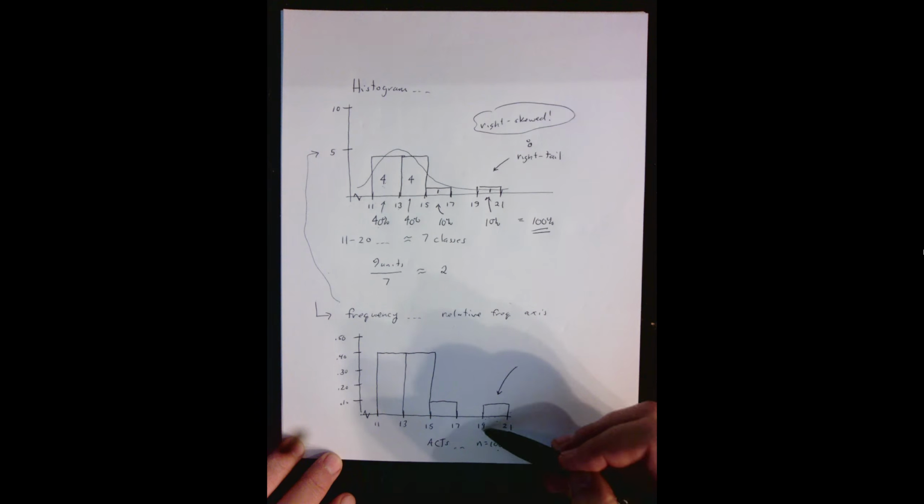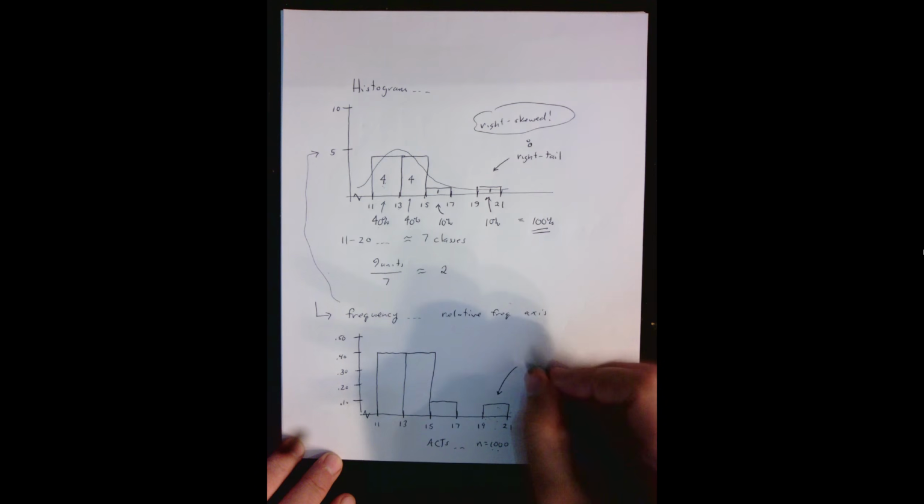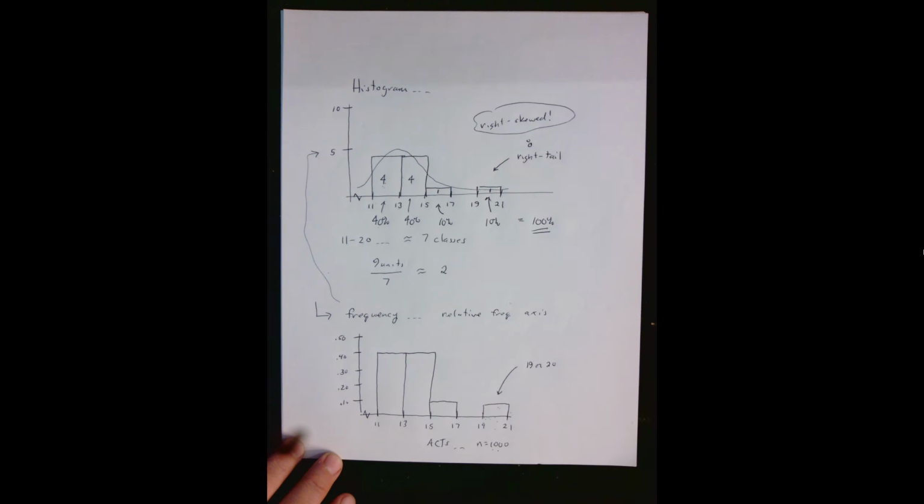Maybe there's 19s and 20s. We draw it the same way. If the combination of 19s and 20s is 100, 10% of the 1,000, or if all 100 of those are 19s, this last bar is going to look the same. So the highest, well, 19 or 20. What's the lowest score in the observation?